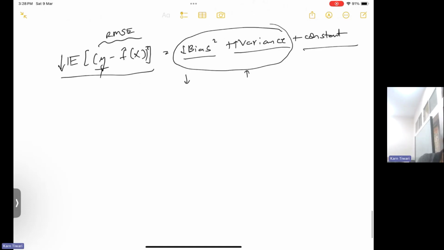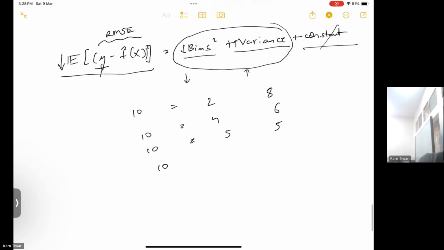Think of it as if our expected loss is 10. Bias could be 2 and variance 8, and 2 plus 8 is 10. Or bias 4 and variance 6, which is also 10. Or 5 and 5, also 10. Or my bias can be 8 and variance 2. So something like this can happen.